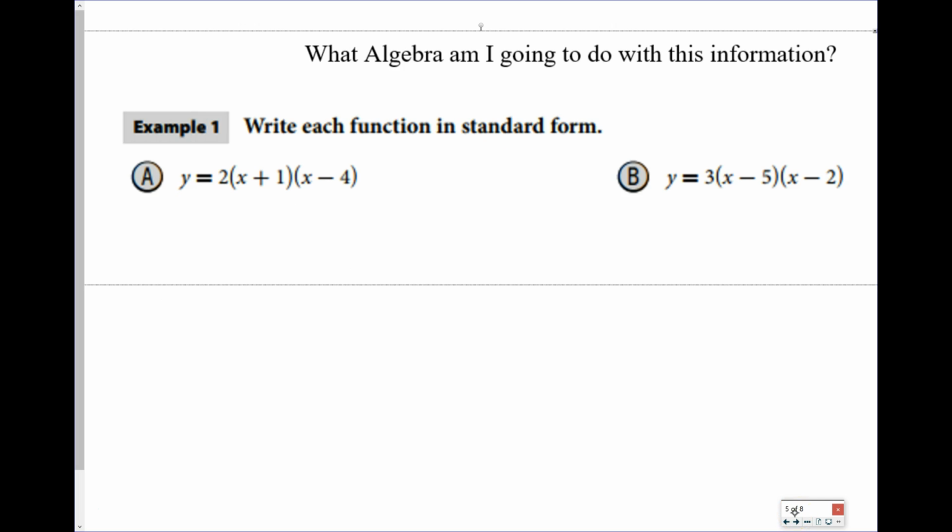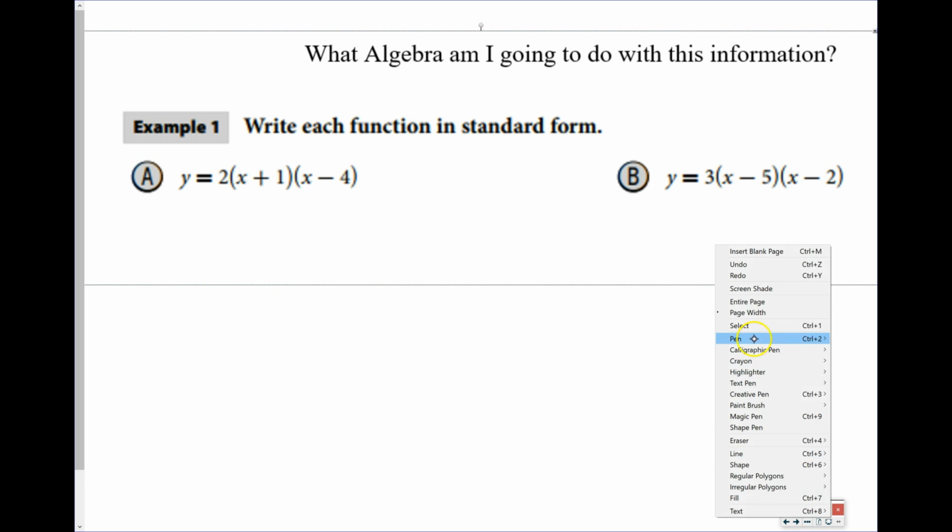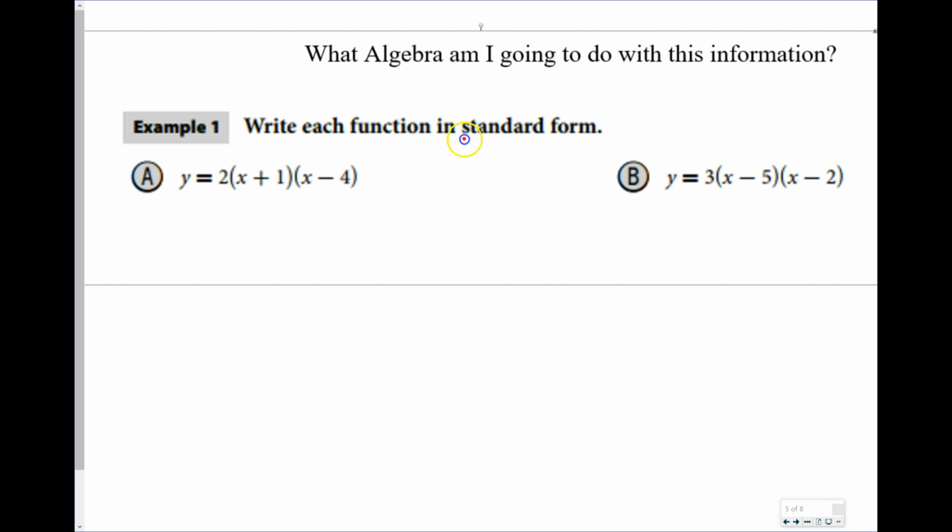So what other algebra are we going to do with this information? Now that we know that this is factored form when you've got two binomials next to each other, there's some other stuff that I'm going to have you guys do with factored form besides just find the zeros. So for example 1, write each function in standard form. This unit is very, very much about reading directions and understanding what the question is asking.